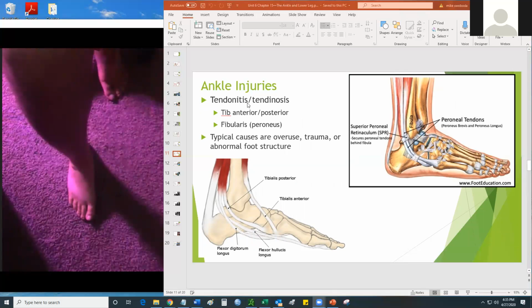Now, if you have any sort of tendonitis, remember, that is just inflammation of a tendon. So whenever you see itis, it means inflammation. Osis means failed healing. So tendinosis means that the tendon has failed to heal. Most of these are caused by really just overuse. Not a whole lot of trauma to it, but overuse injuries definitely are going to be the majority of what you'll see with a tendonitis or an inflamed tendon here.